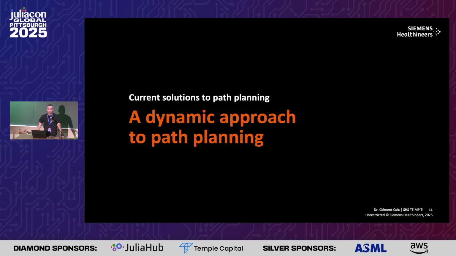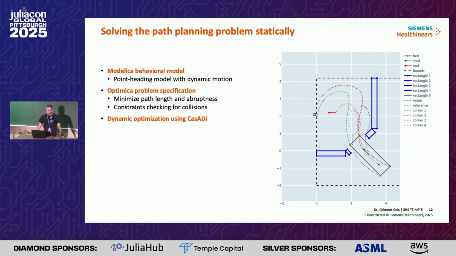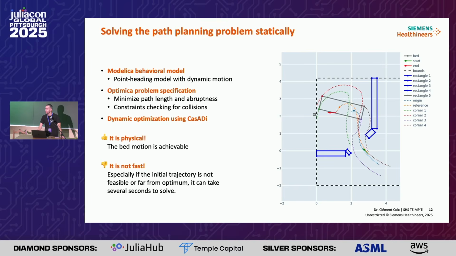But we wanted to be a bit more physical. So what we did in the first place is we built a Modelica model. Based on this Modelica model, we wrote an optimization with the Optimica language on top of it. And we used dynamic optimization using CasADi to optimize for the path without colliding with the objects. It's physical, like all the motion is basically constrained by the physical behavior of the system. So that's something we can do. And it's really not fast. So that's the drawback here.